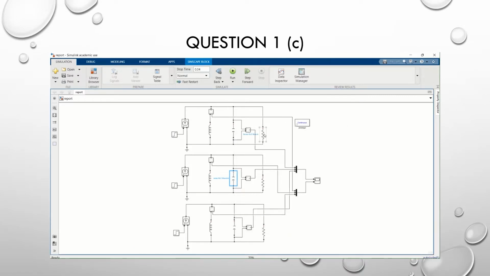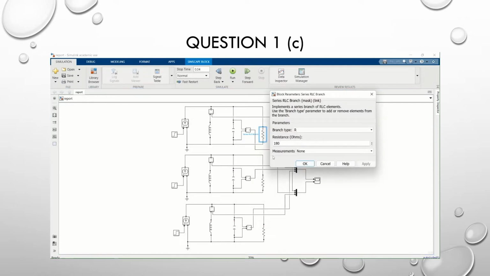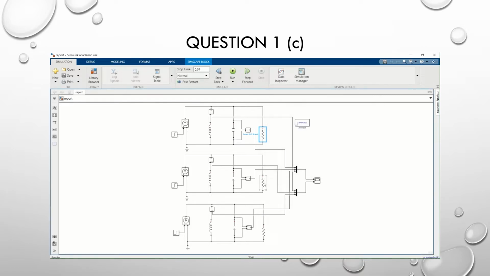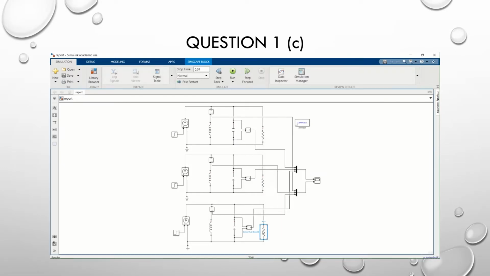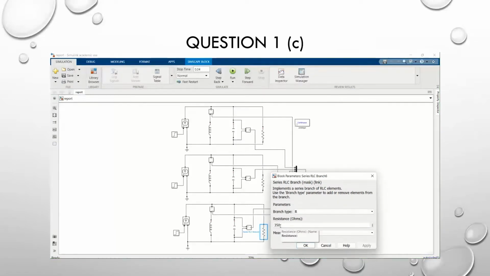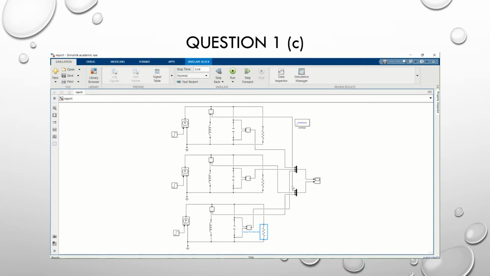Then, set the value of the resistance to 118 ohm for the overdamped. Also, set 238.1 ohm for the critically damped. Last, set 315 ohm for the underdamped. Then, we set the stop time to 0.04 and run.